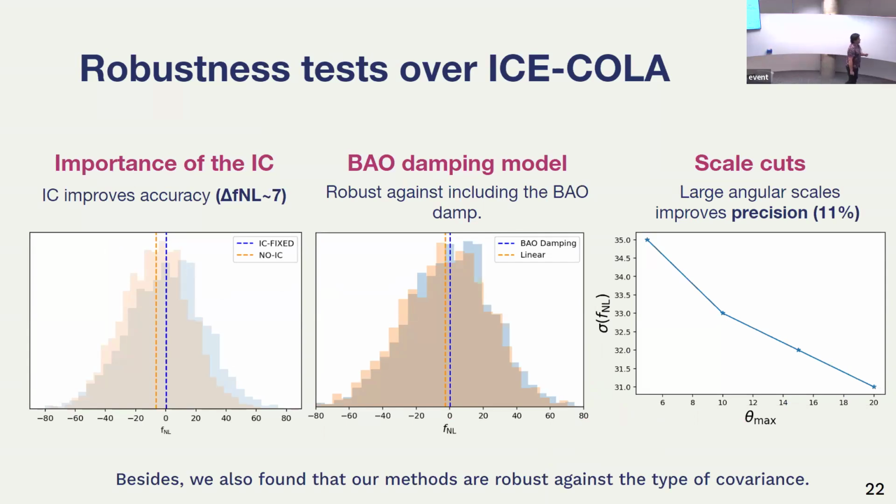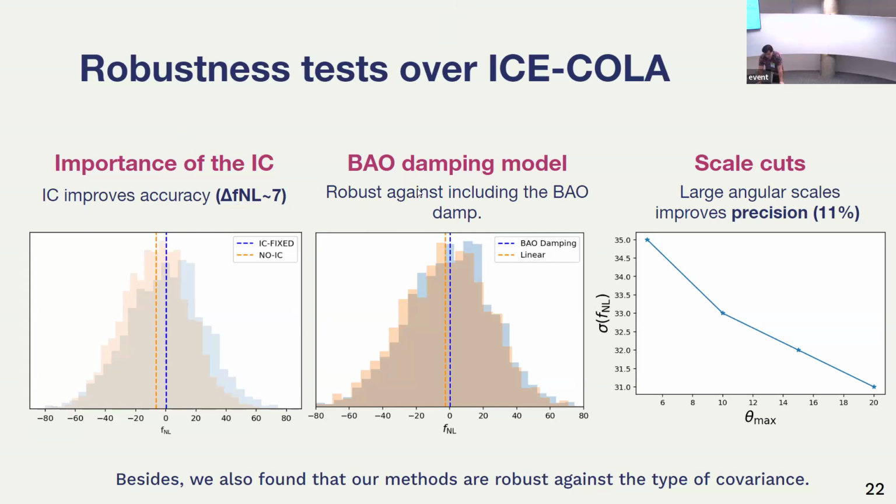One of them is the importance of the integral constraint. So you can see that even for the case of simulations that had FNL 0, in the case of ICTP, we see that the integral constraint actually improves the accuracy of the simulation. So here you can see in orange how FNL looks without the integral constraint. But if you include it, you get back this blue line, which is much more centered on FNL 0. So you can see a deviation of FNL of about 7 if we don't include this integral constraint.